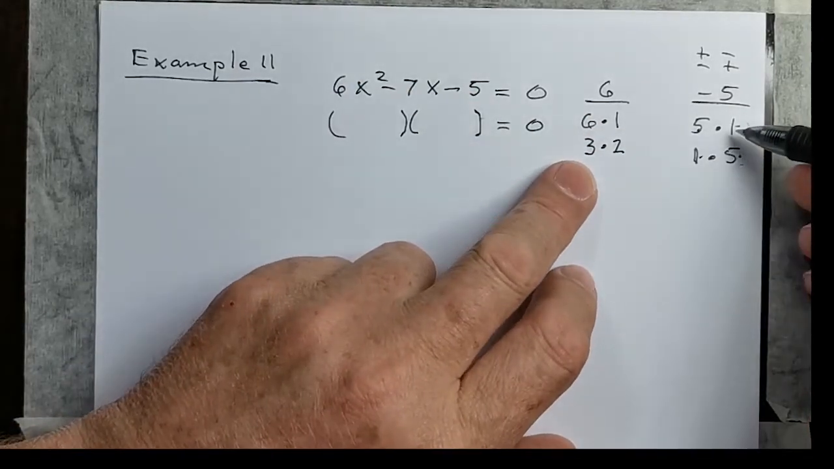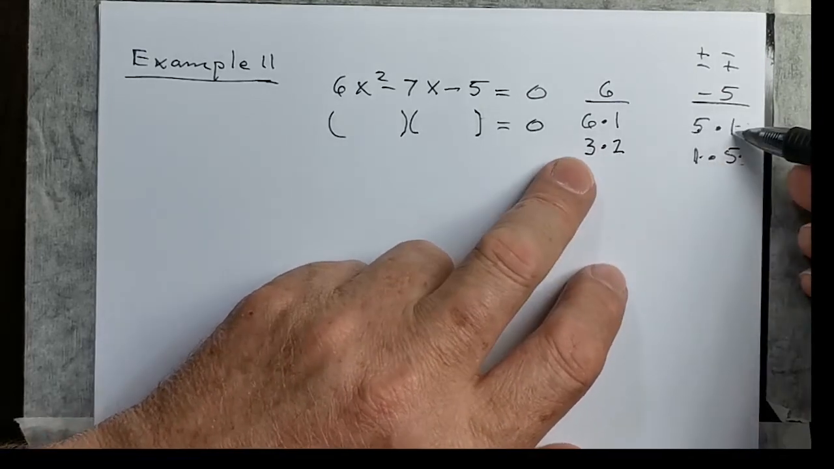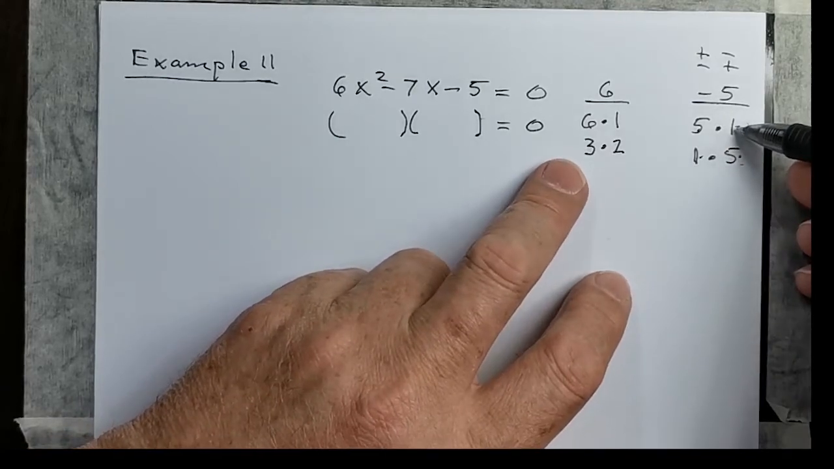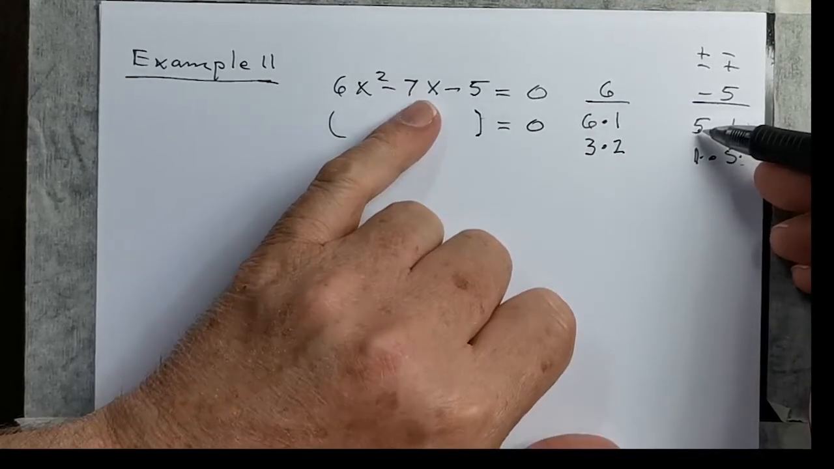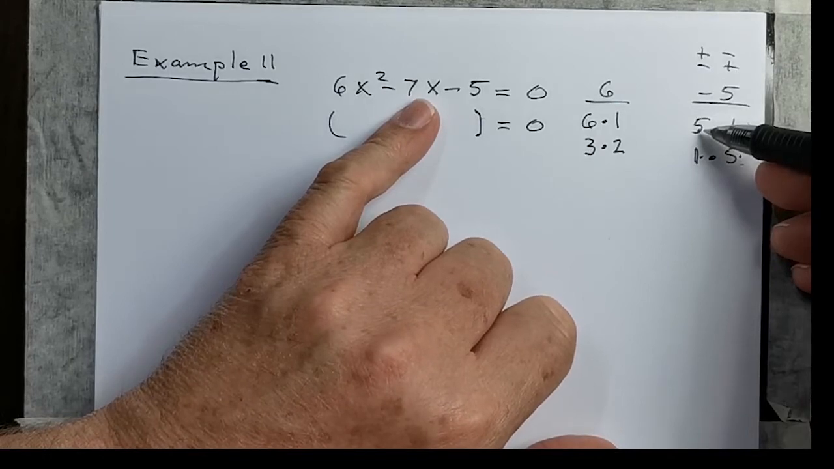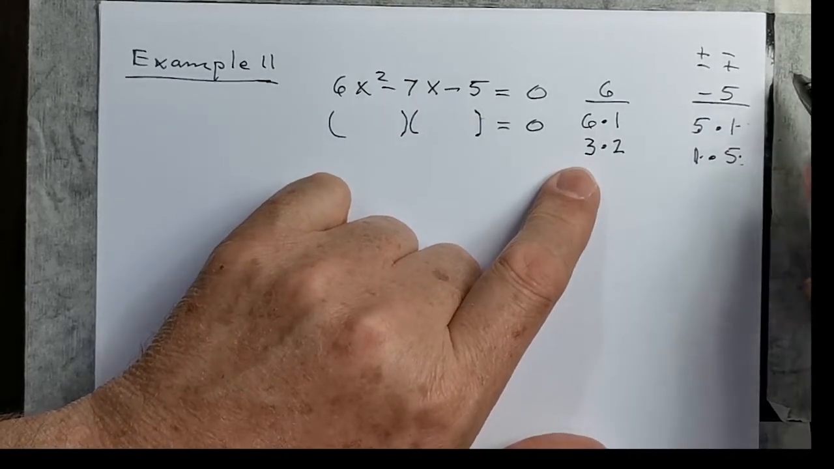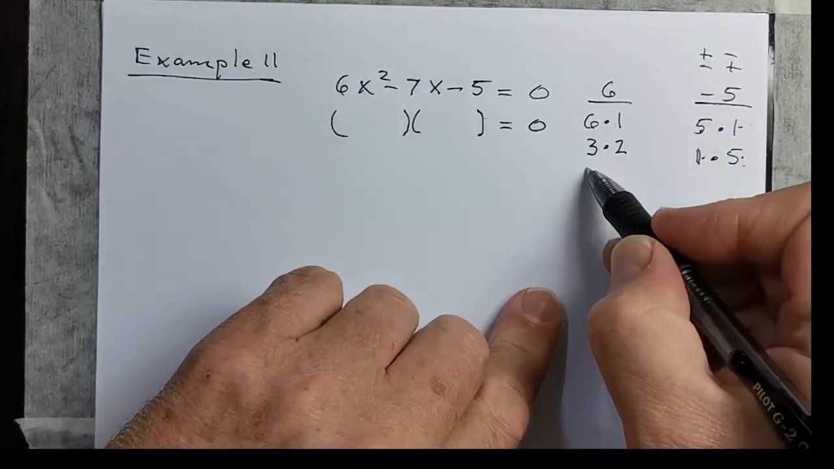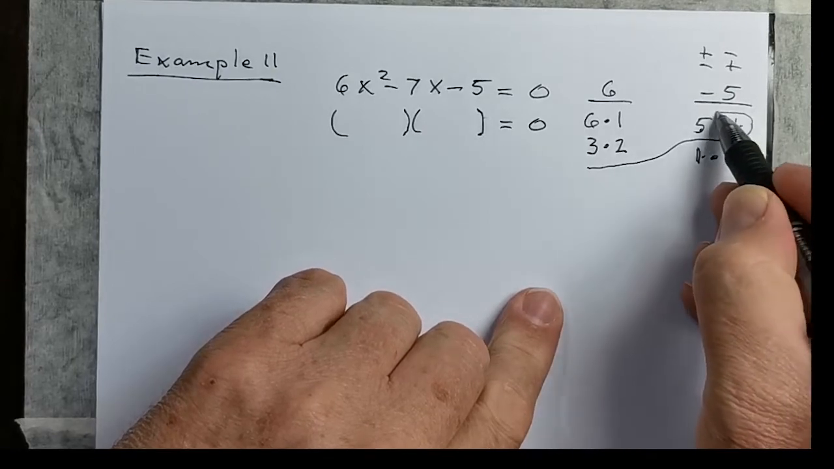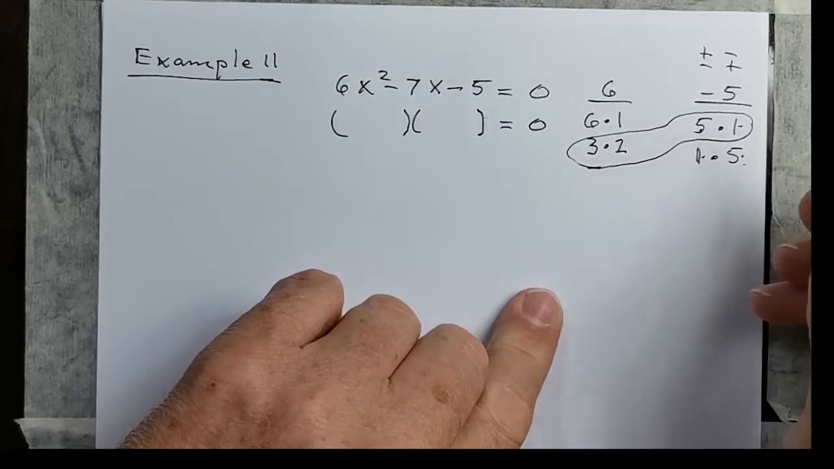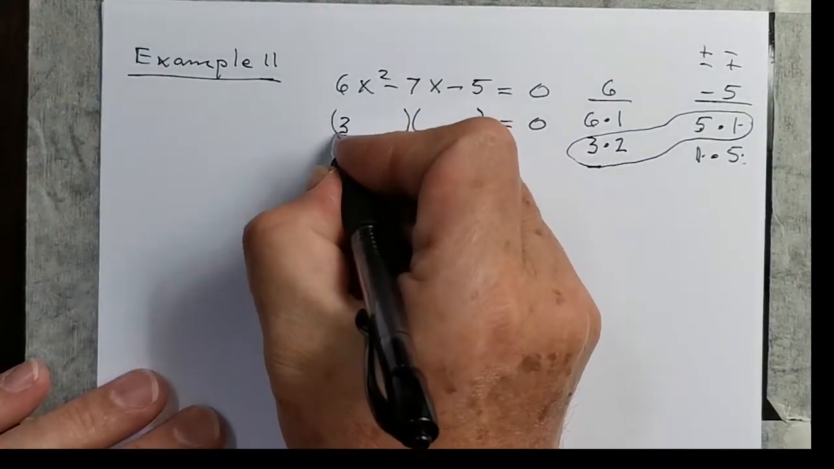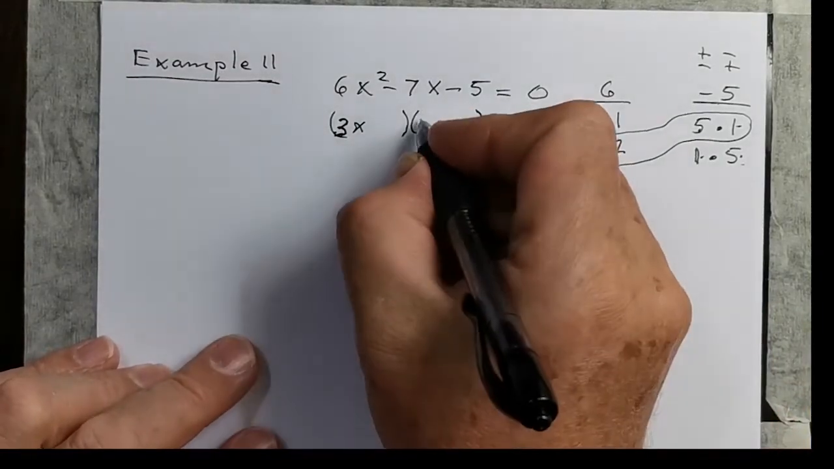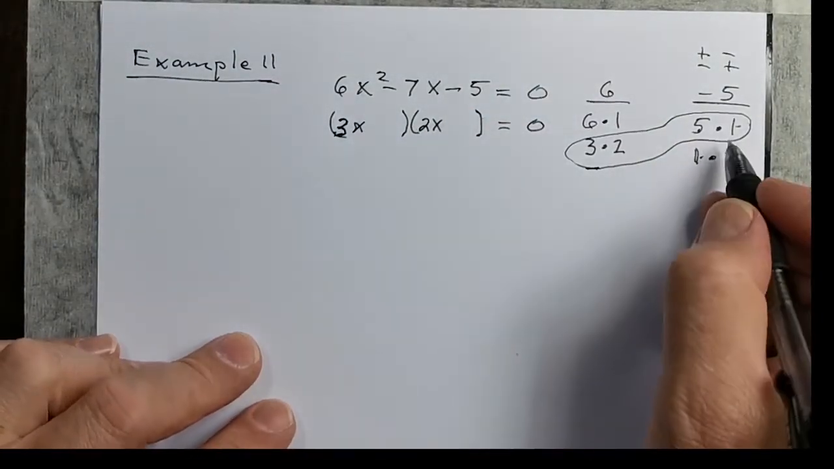That doesn't work. How about 3 times 1 and 2 times 5? 3 times 1 is 3. 2 times 5 is 10. The difference between 3 and 10 is in fact 7. Okay? So our outer, 3 times 1, inner, 2 times 5. So this is it. These work for us. So we put 3x and 2x, and then we put 5 and 1.